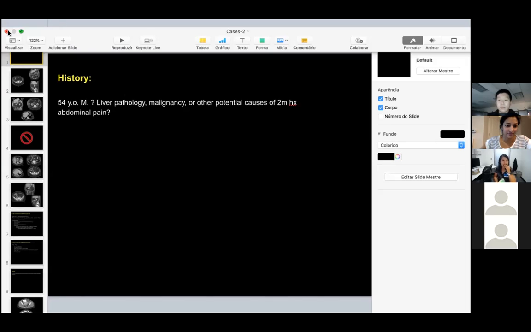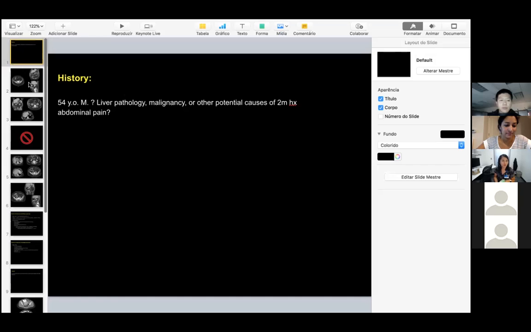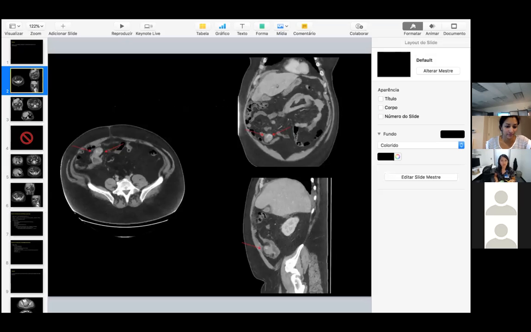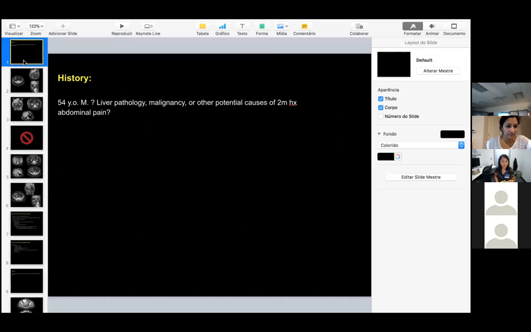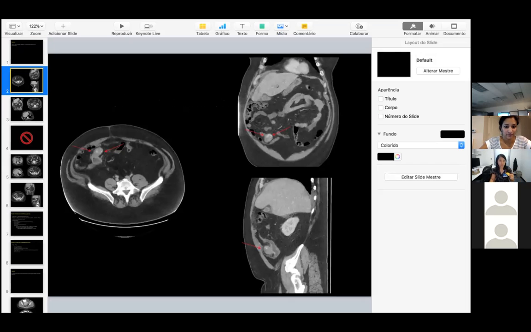This is the provided history. It's not really a visual test, but I put arrows on the findings and we'll go through them individually. So the lady is 54, with non-specific abdominal pain for 2 months. They're fishing, looking for an explanation for her abdominal pain. And this is her initial presentation, first set of images.